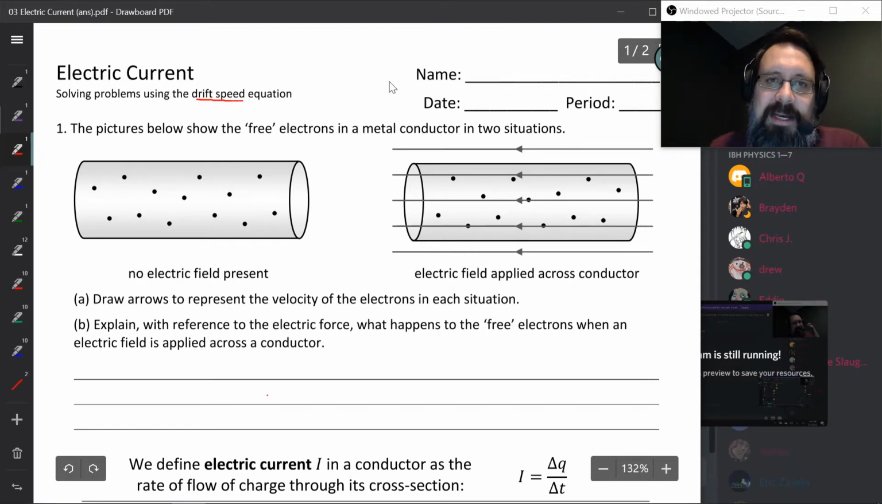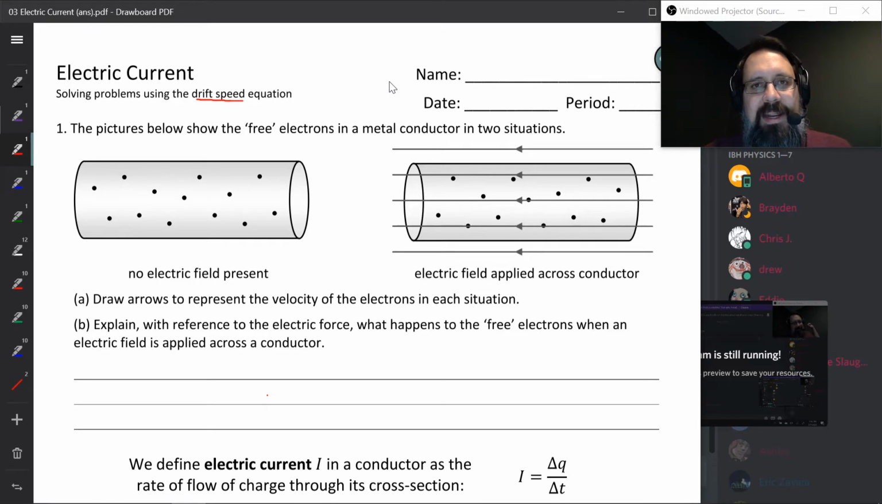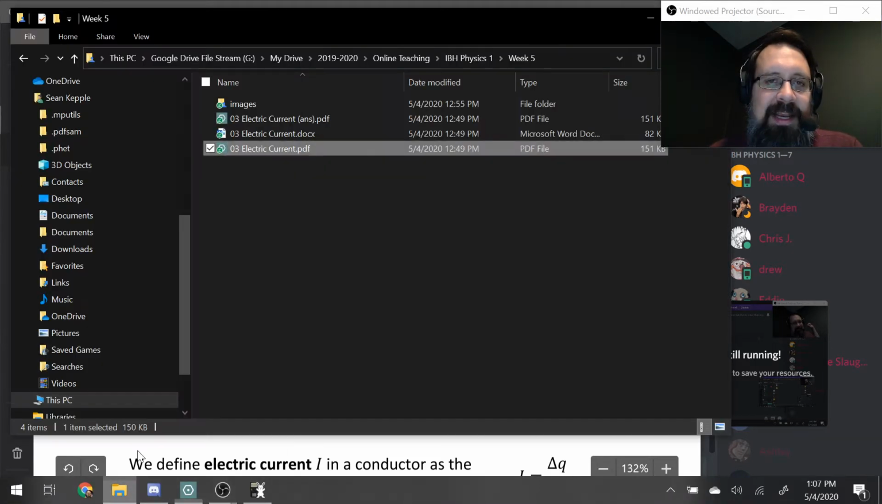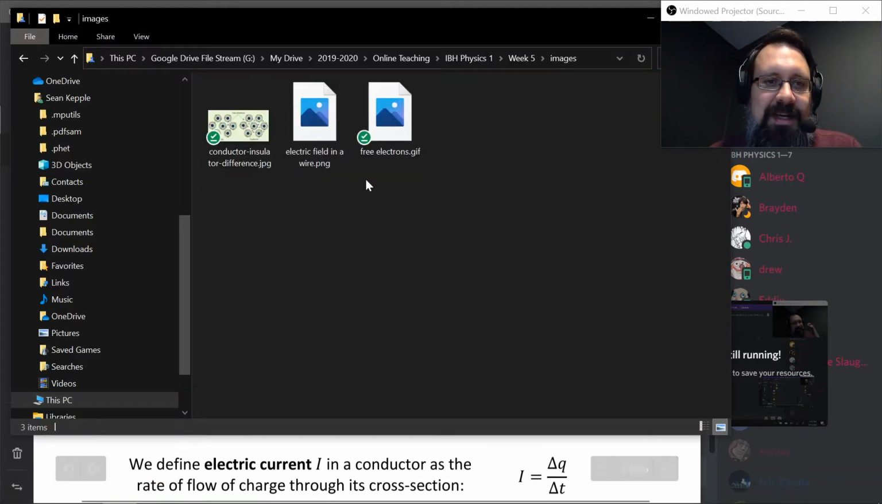Now, before we start talking about electric current, which is the rate of flow of charge through a wire, I want to first talk about how you even get charges to flow through a wire in the first place. So I have to mention to you guys this concept of free electrons. I couldn't put this on the handout, so I'm going to show you some animations instead.